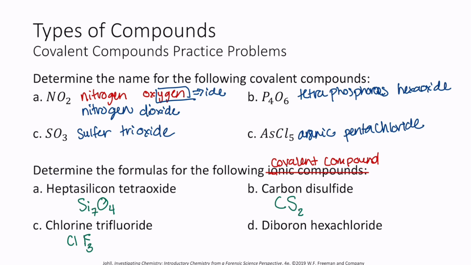Diboron, di means 2. Boron has the chemical symbol B, so we're going to have 2 of the boron. And then for my next element, I have chloride, which I know is chlorine, has a symbol Cl, and there are 6 of them. So diboron hexachloride is going to be B2Cl6.